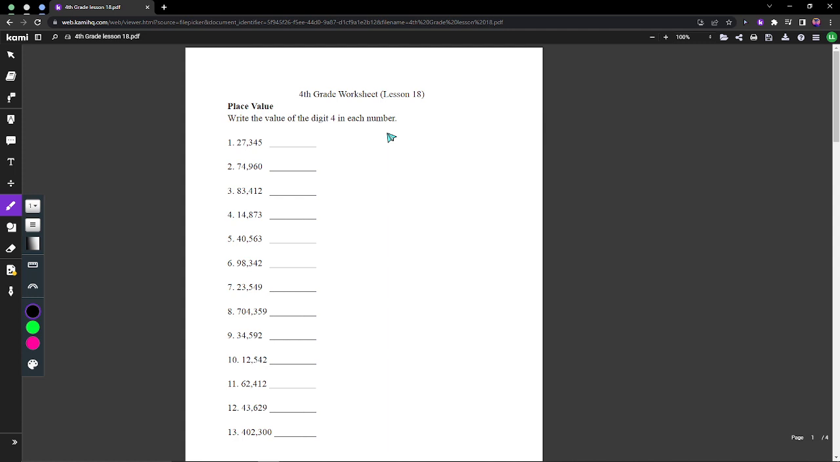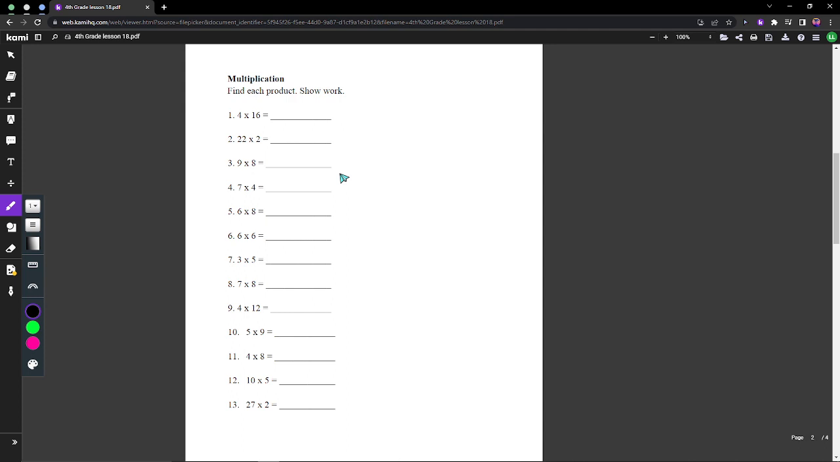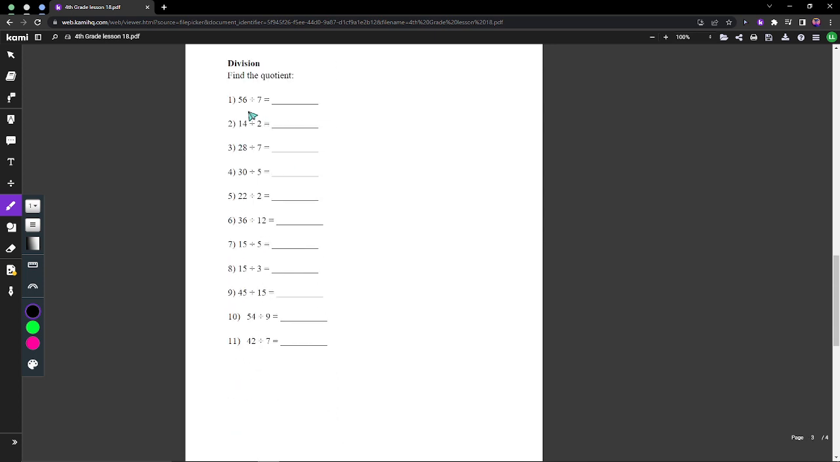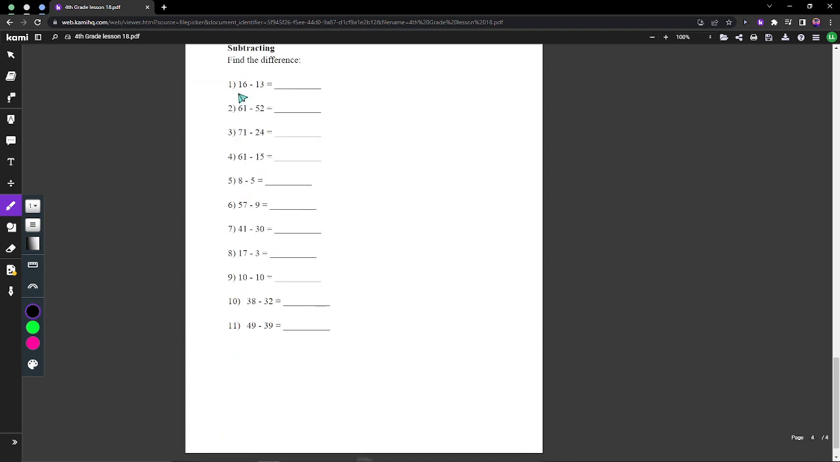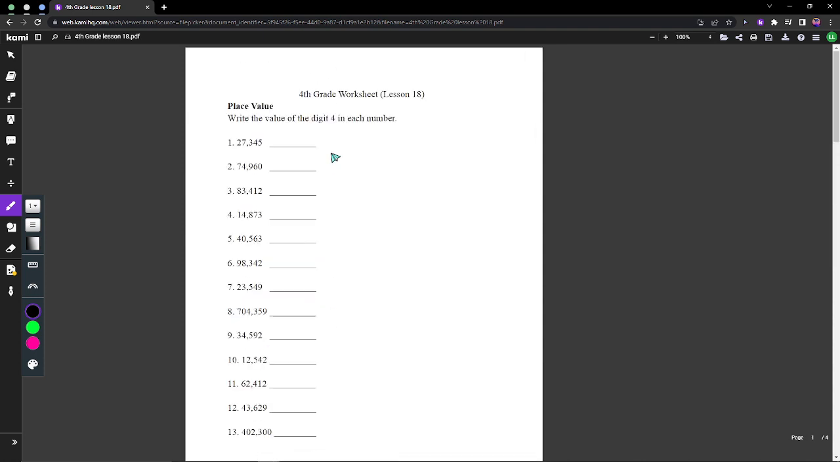And so for our first one, we have place values, and we're going to write the value of the digit 4 in each number. And so we have this set, and our second page will be multiplication. We have to find each product of the short work. So our first one will be 4 by 16, and that's all over there. And for the third part, it will be based on division, and we have to find the quotient. And for the fourth one is subtracting and then find the difference. And so let's go with the first one.